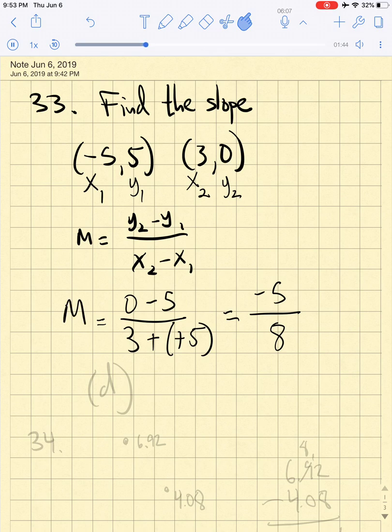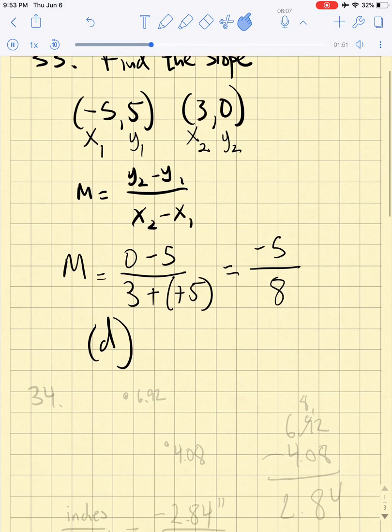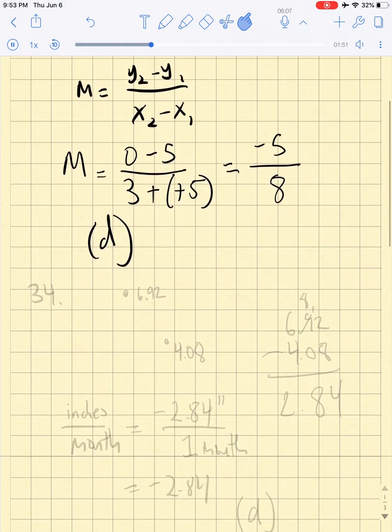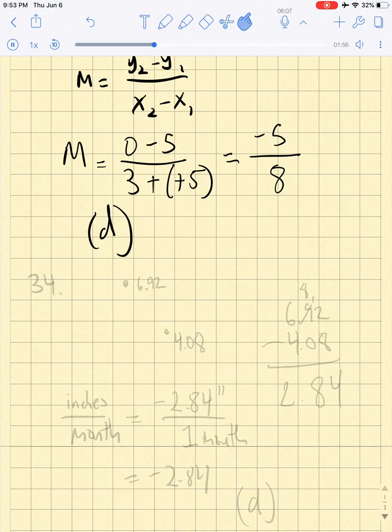And we look for our choices now. Our choices, it's going to be D. So 33 is D. All right? If you have a question on any of these, pause it, tell me to pause it, and ask me. All right, this is 33. We're going on now. Moving on. This is all review. Remember that.